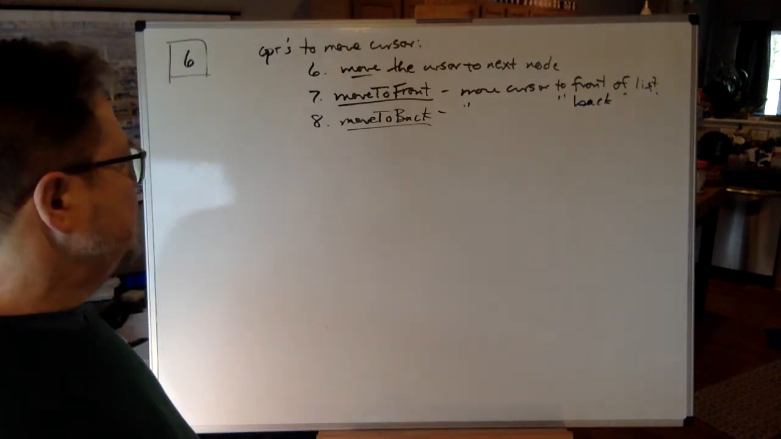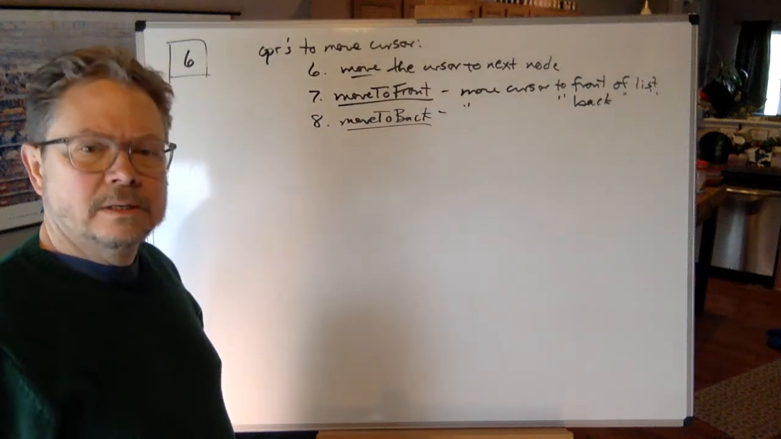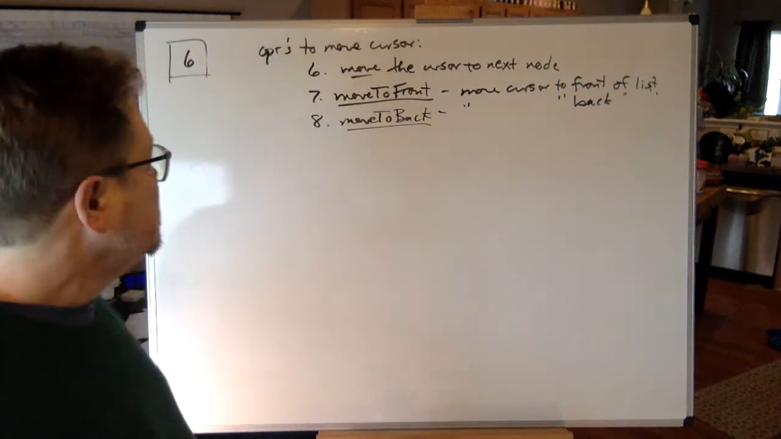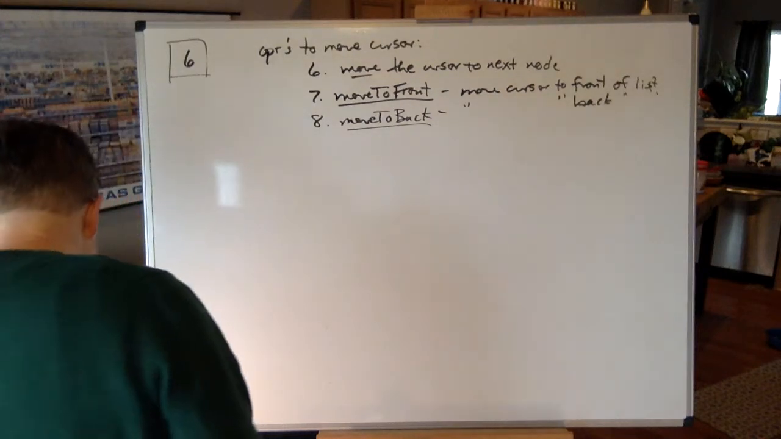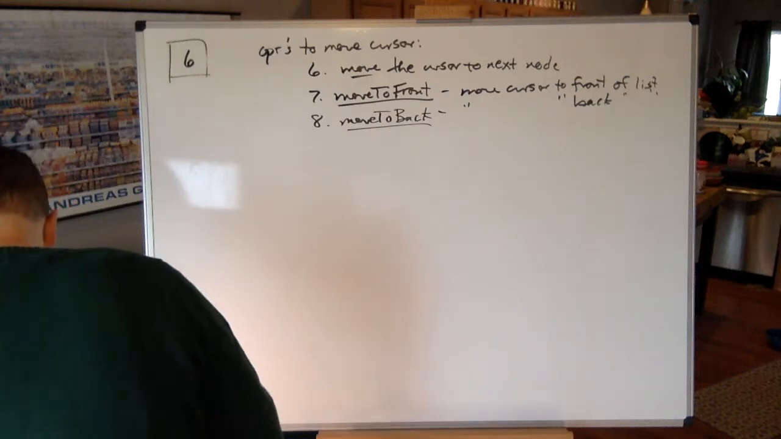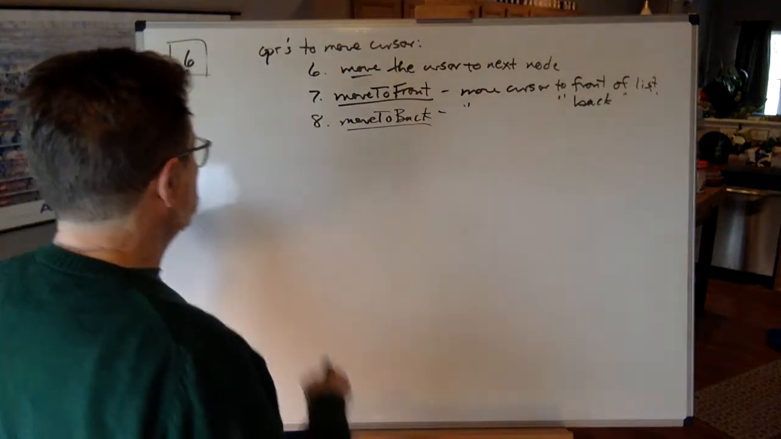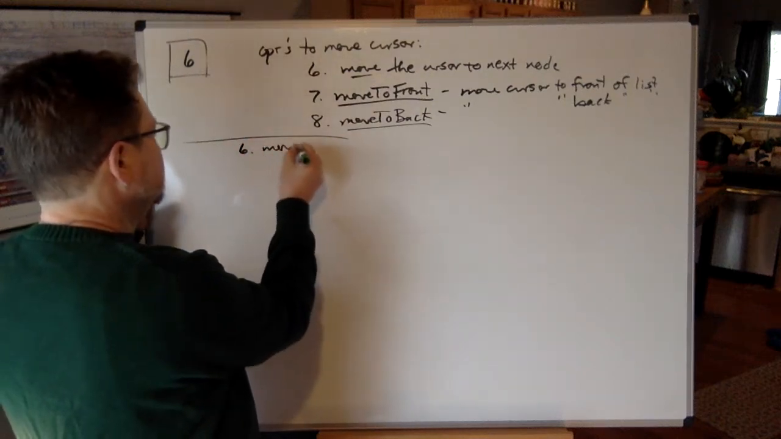Now, those have to be mutators, of course, because cursor is a state variable, a private variable. So those are definitely going to change the state of the list. We should be able, famous last words, to knock these out without too much pain and suffering. I hope. Number 6, the move operation.